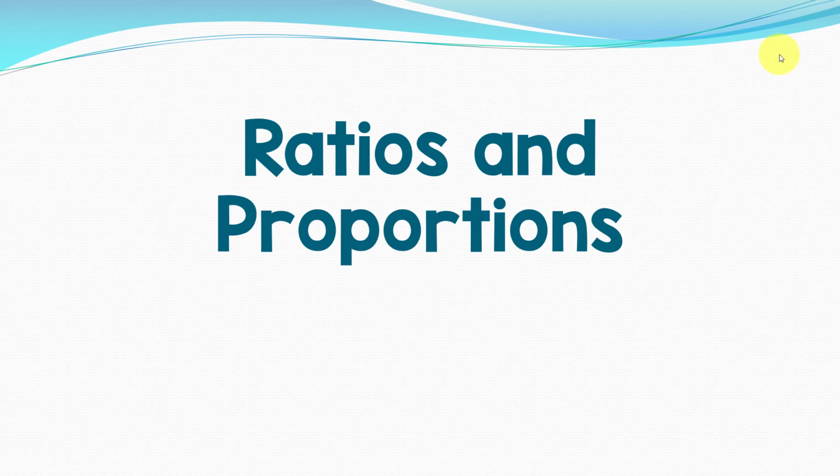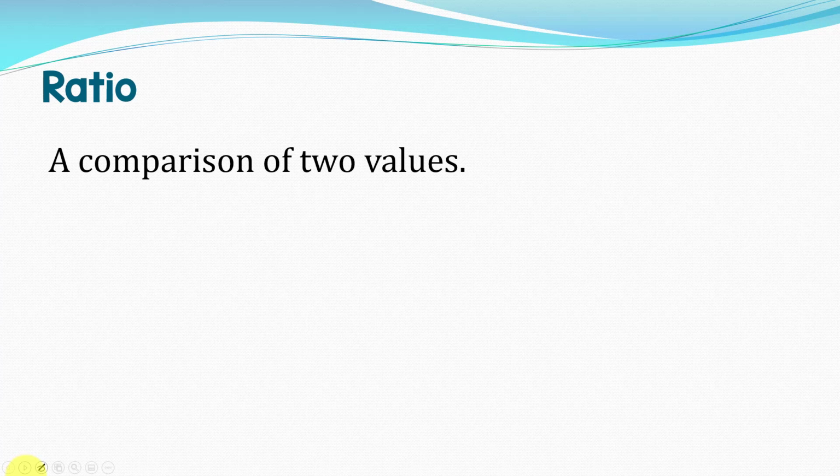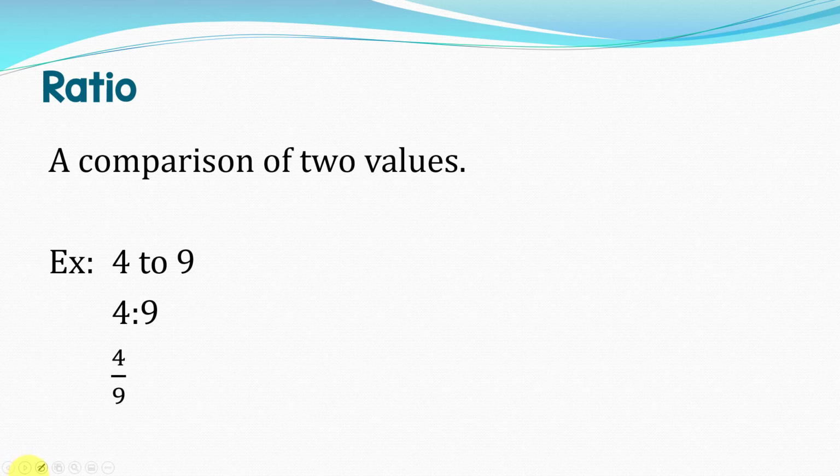All right, so we're going to talk about ratios and proportions. A ratio you've heard of before is just when we compare two things. So say 4 to 9 would be a ratio. 4:9 is another way to write that. And then 4/9, those are all ratios. A common ratio would be a teacher to student ratio. You hear about that. So 1 teacher to 25 students is a 1 to 25 ratio.